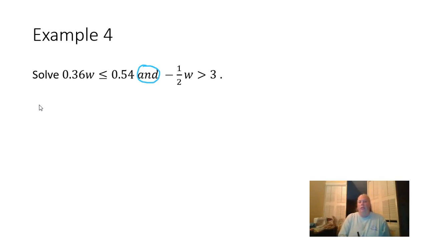All right, so let's look at this first inequality here. We're going to solve for W. Let's divide out the 0.36 on both sides. These are going to cancel. We have W is less than or equal to 3 over 2.